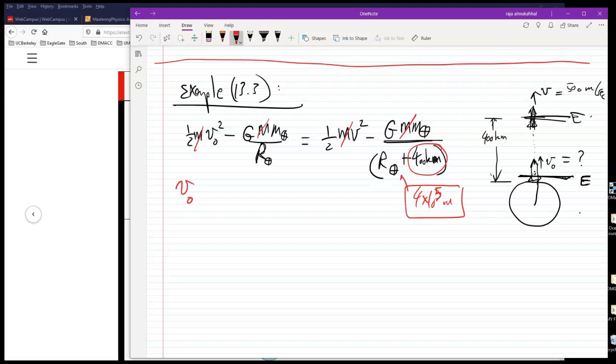Then you want to add it to the radius of the Earth, which you already know, 6.37 times 10 to the 6. Then you add them up together to get that. And then you move this to the other side and so on. So anyway, you will end up with this.